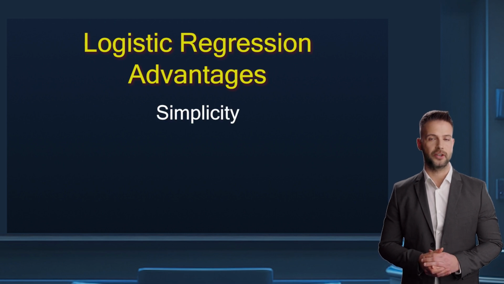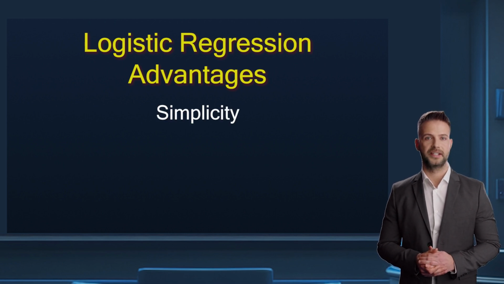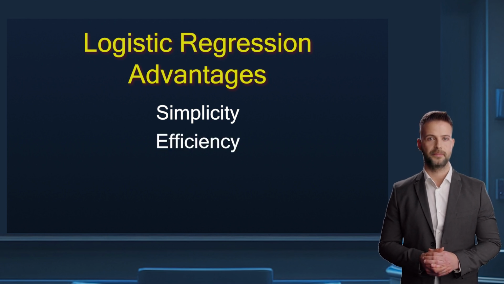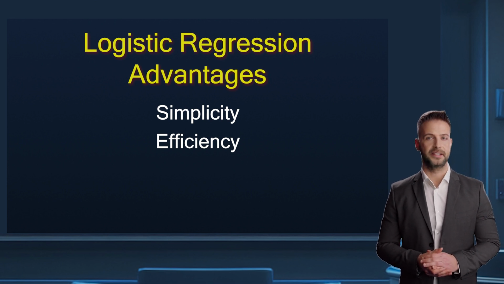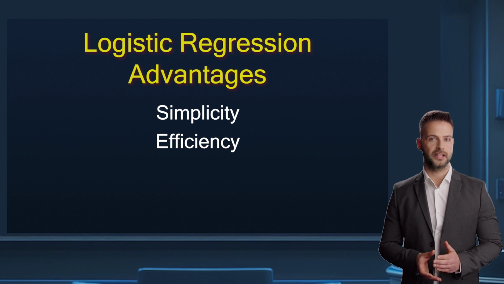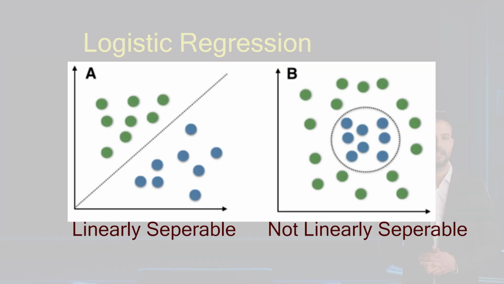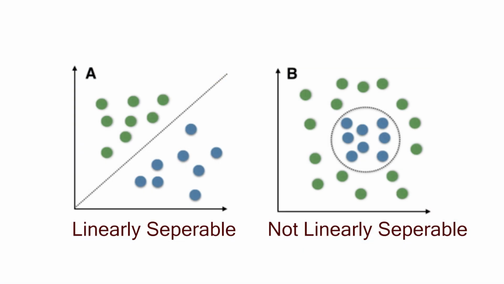Simplicity. It's just so simple. Logistic regression is easy to implement and interpret. Efficiency. It is computationally efficient and works well for linearly separable data. Those are fancy words, eh? What it means is the algorithm or model performs calculations with minimal resource usage. Linearly separable is a dataset where you can clearly separate different classes of data points using a straight line.